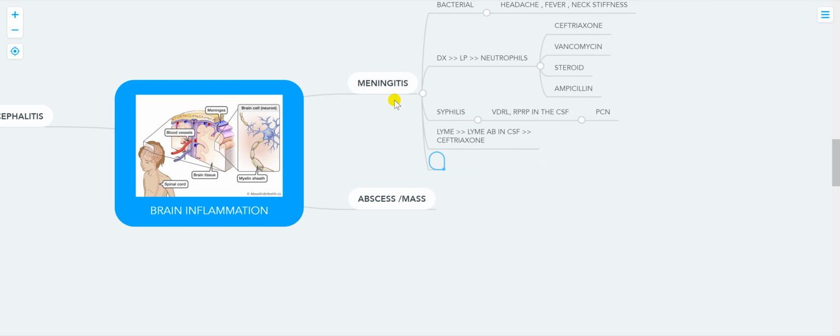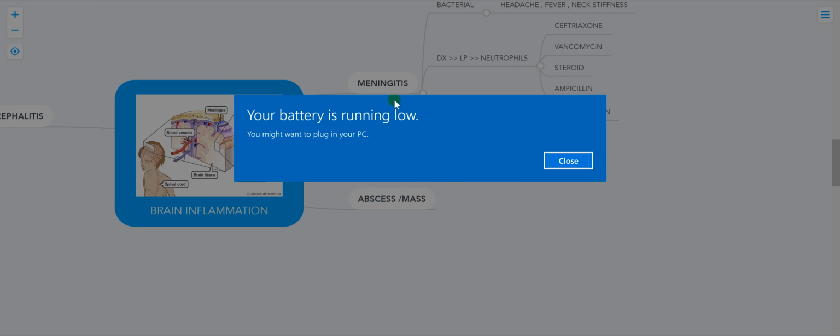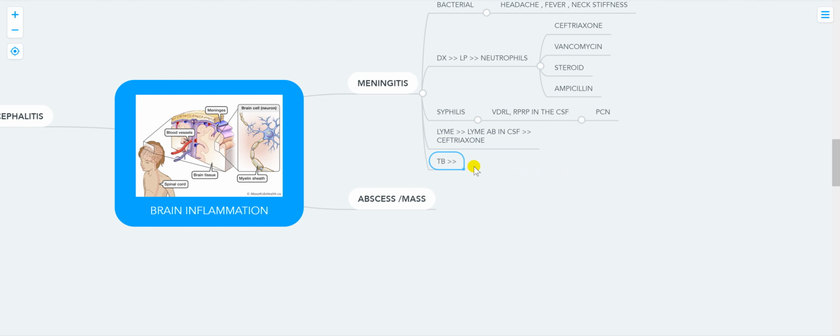What if it is caused by TB? You want to do acid fast staining. The acid fast bacilli will be positive, and then if that was positive, what do you do? You do RIPE antibiotics. Do you know what RIPE antibiotics are? Rifampin, isoniazid, pyrazinamide, and ethambutol. So this is if it's a TB meningitis.